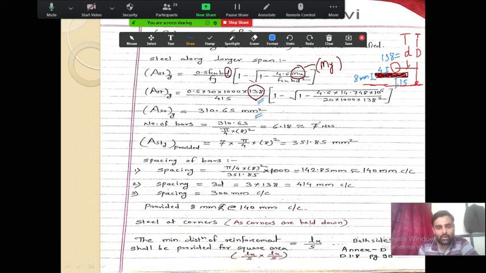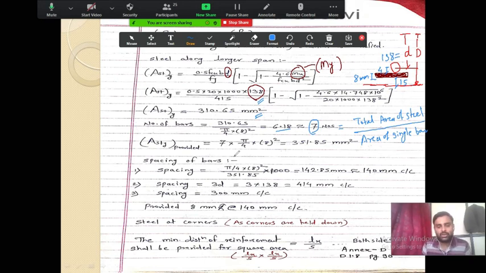Now calculate the number of bars. Again, to calculate the number of bars, the same formula is there: total area of steel divided by area of a single bar. That is what is done over here. So it works out to be 6.18, round that to 7 bars.